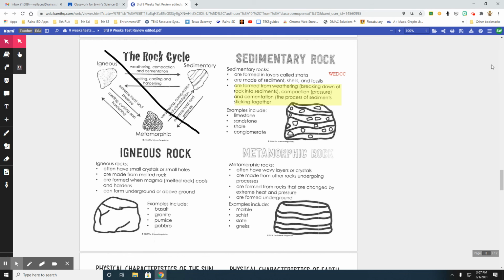Okay, if you have any questions about changes to Earth's surface or definitely the formation of sedimentary rocks, please make sure that you check with your teacher.